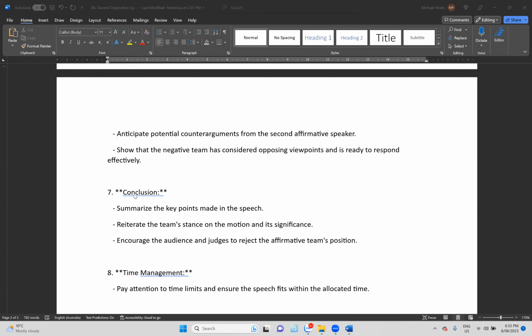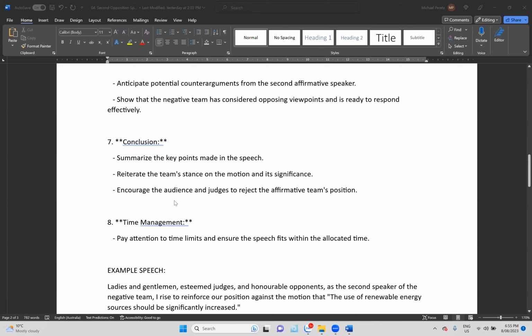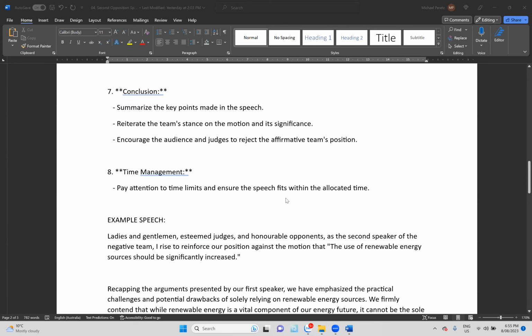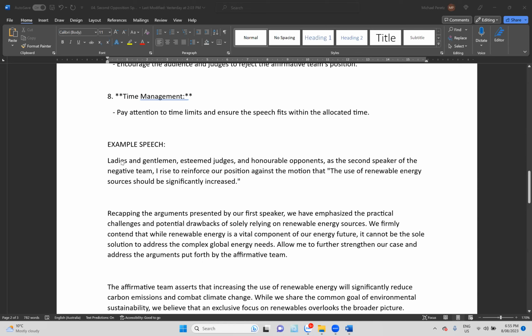So, third speech is a proposition, opposition, both. So you'll read about how to sum up both teams' cases. Okay, so I'll deliver this last speech, because I reckon I can get through it in 5 minutes.